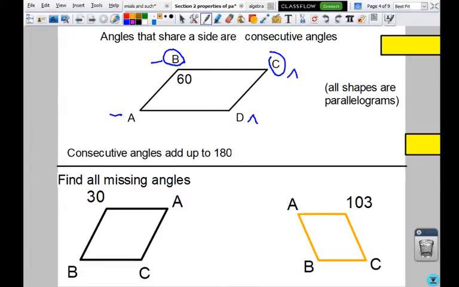Alright, consecutive angles, they're next to each other, they add up to 180. So, A and B are consecutive. If B is 60, A is 120. What? How? Wait, why isn't the other one 120 and that one 60 then? That one looks huge, and that one looks small. Yeah, that's what I'm thinking. Why did you switch the numbers around?